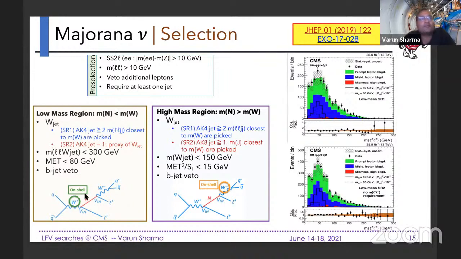If you see on the left-hand side, when the Majorana neutrino mass is less than the W mass, we can have the mediator W produced on shell and then decaying to N and a lepton. So the mass of the two leptons and the two quarks is required to be less than 300 GeV, because we have the on shell W being produced here. And on the right-hand side, we have the other W coming from the Majorana neutrino being on shell, so this mass is required to be greater than that.